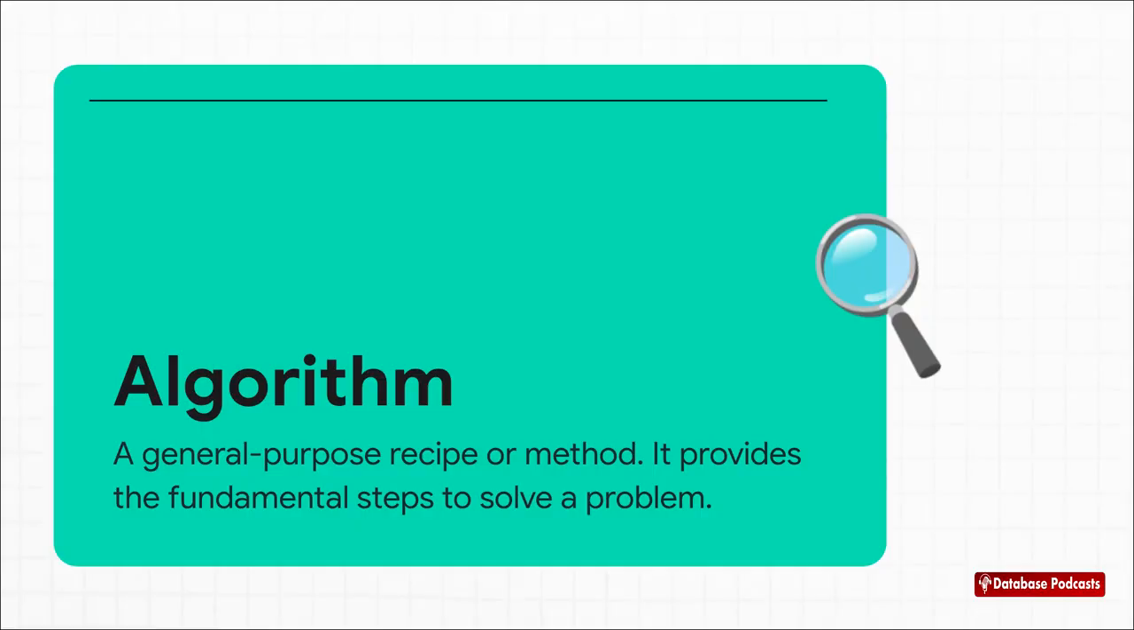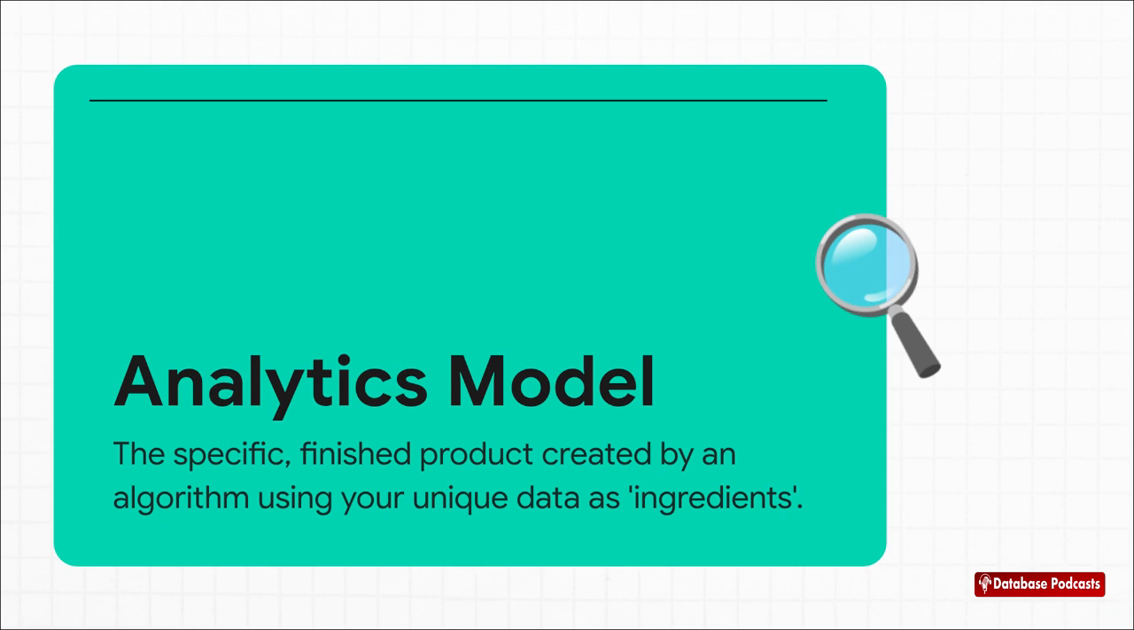You know, a really great analogy is baking. Think of an algorithm like a basic recipe for cake. It gives you the fundamental steps, right? Mix your dry ingredients, mix your wet ingredients, combine them, and bake. But it doesn't tell you what kind of cake to make. Now, the model, that's the actual cake you bake. It's that specific chocolate strawberry cake you made for your friend's birthday. See, you used the general recipe, that's the algorithm, but you applied your specific ingredients, that's your data, for a very specific reason. The finished cake itself, that is your unique analytics model.